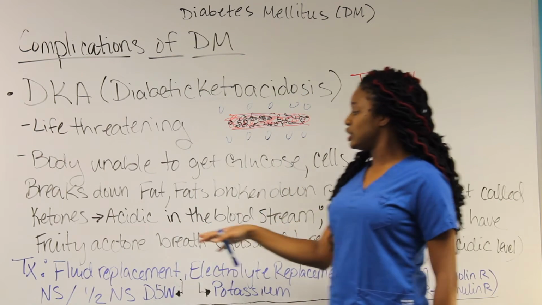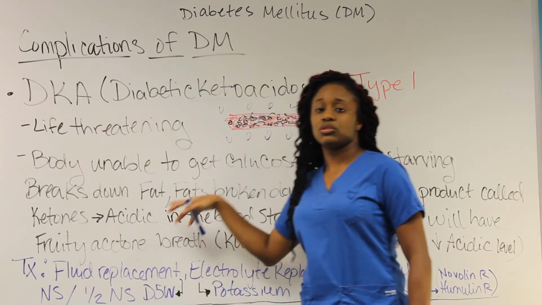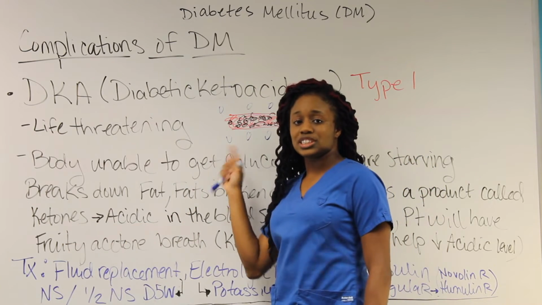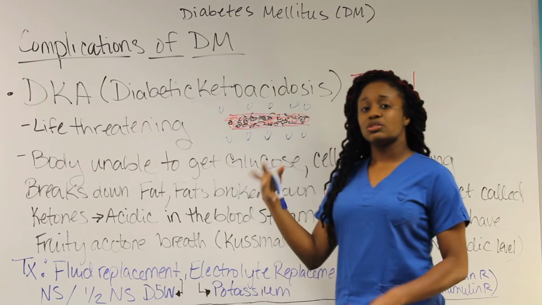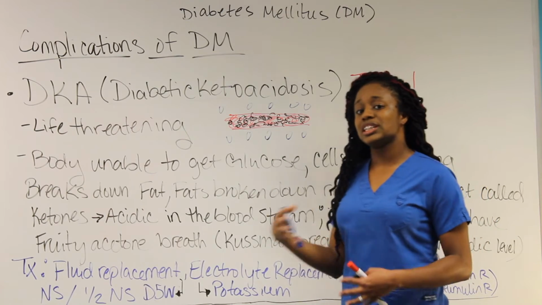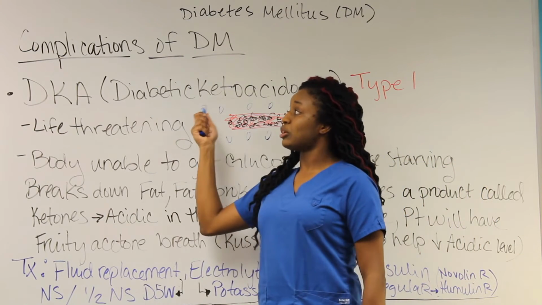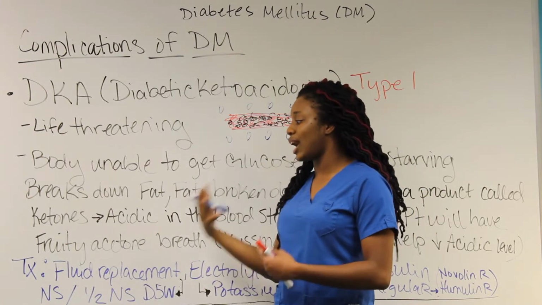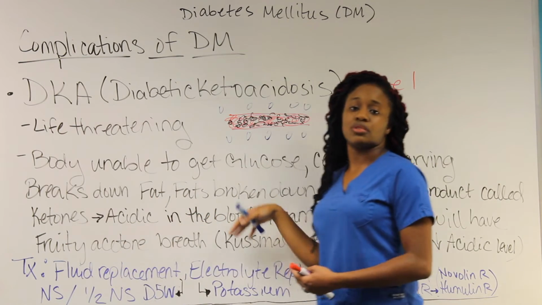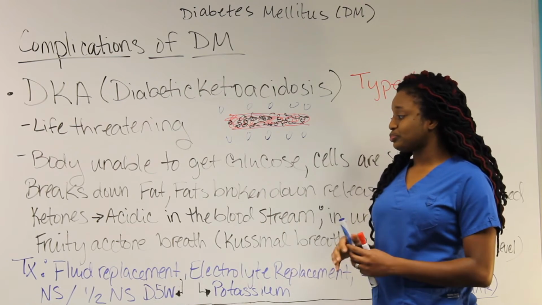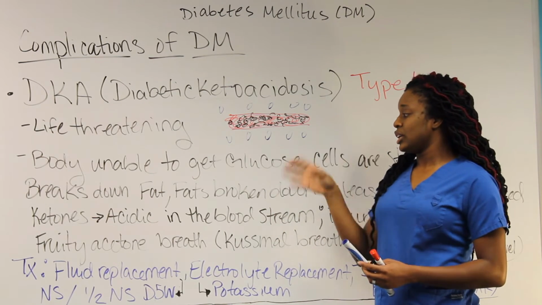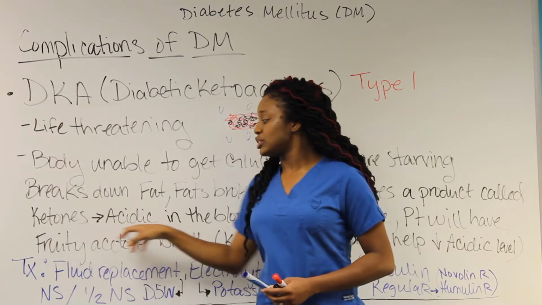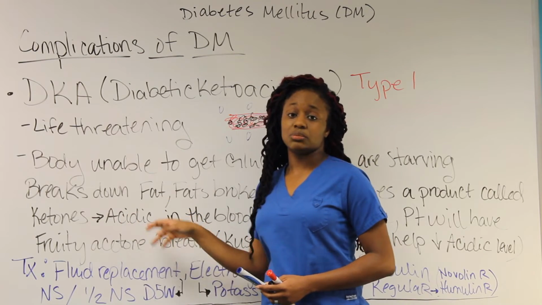And from there, this is where you get the fruity acetone breath. So remember when I was showing you the signs and symptoms and I was telling you, you'll begin to see why you get these signs and symptoms, okay? Because this complication causes those signs and symptoms. So you will have the fruity acetone breath, okay? Because of the acetone that comes from the ketones, from the acidic levels in the blood.